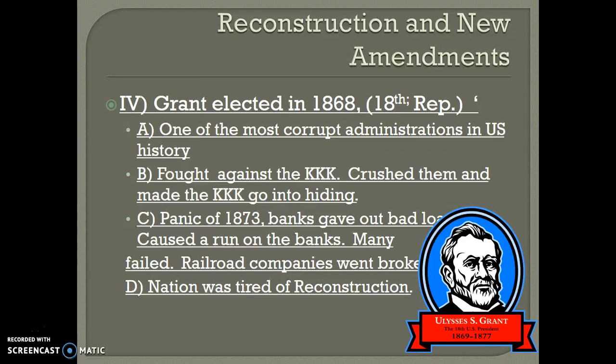But he has some problems. Though Grant was not corrupt himself, he does have one of the most corrupt administrations in American history. Probably the second or third up to at this moment. And the one thing that he's known for is fighting against the KKK, and he actually ends up crushing them and makes the KKK go back into hiding.